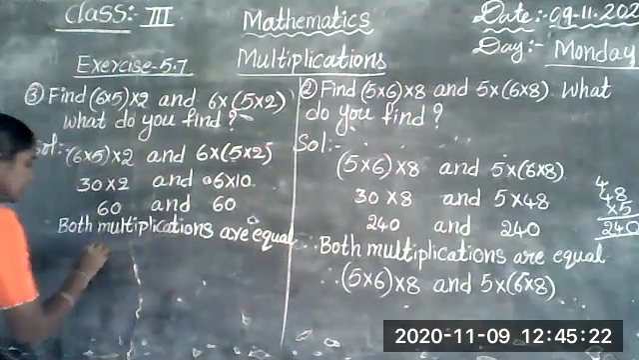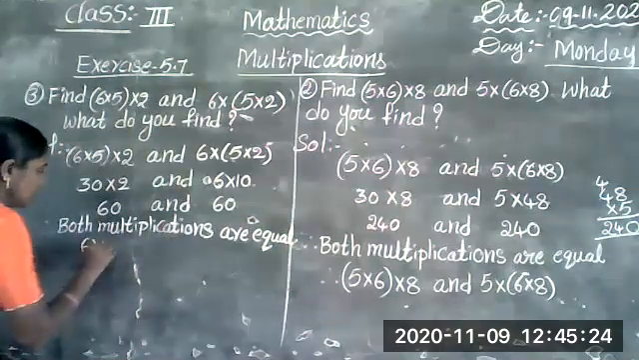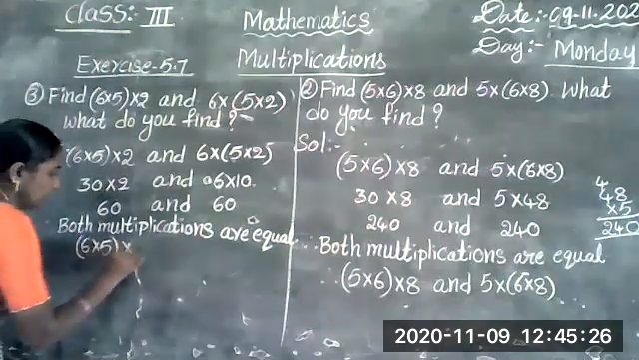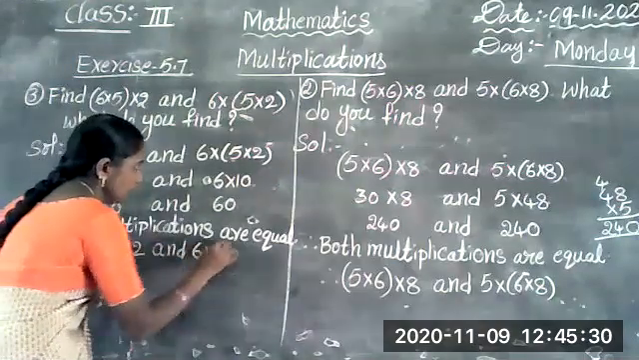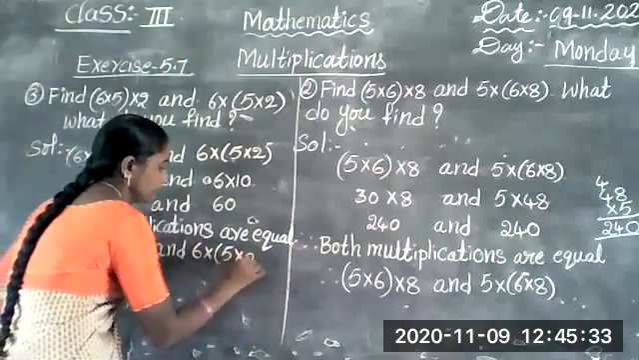Equal, same, right? That one: 6 into 5 into 2 and 6 into 5 into 2.